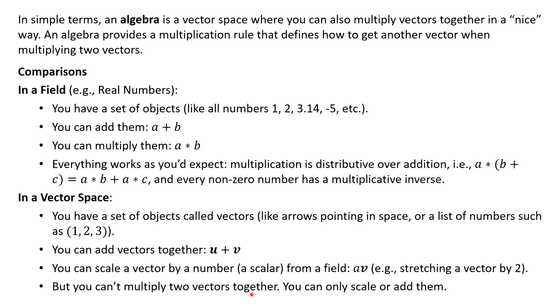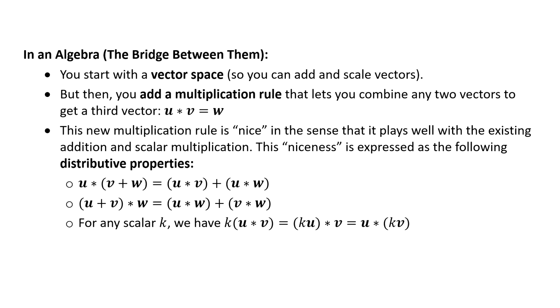But you can't multiply two vectors together. So there's sort of a shortcoming here, and that's where the concept of an algebra comes in. So let's talk about an algebra on the next slide. In an algebra, you start with a vector space, so you can add and scale vectors, but then you add a multiplication rule that lets you combine any two vectors to get a third vector, which we write here, u star v, and the third vector is w.